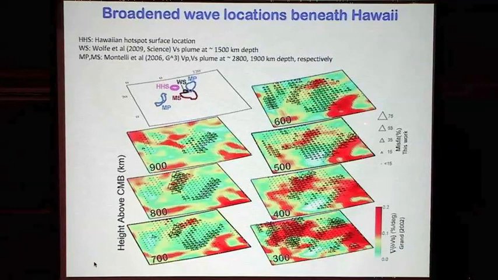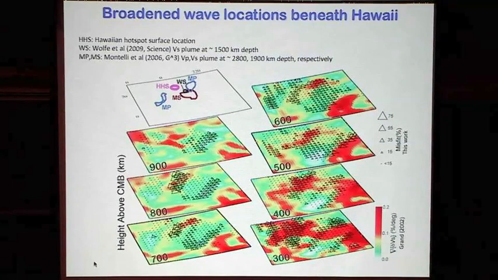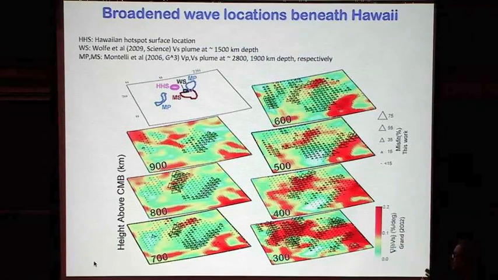This is 300 kilometers above the CMB, 400 all the way up to 900. You could see there's some linear looking trends here. That's because my waves are going this way. So if I attribute some broadening to different paths, you'll see some streaking in this direction. This whole volume is pretty well sampled through here. So my point is, we don't see the waveform broadening everywhere in these different depth slices.